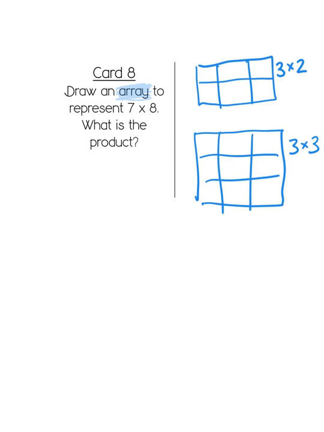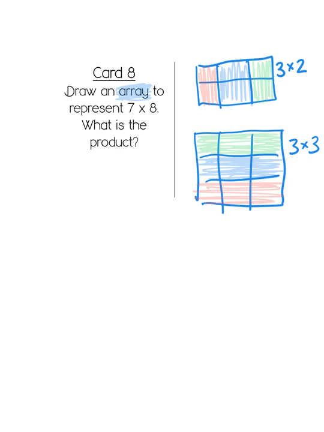So columns and rows, columns go side to side. Nope, sorry. Rows go side to side. Rows go side to side, and columns go up and down. Columns go up and down. All right, so we're going to draw an array that represents 7 times 8.